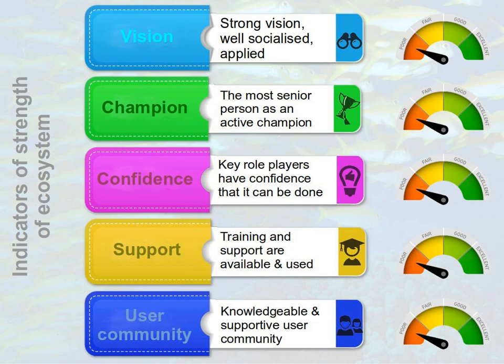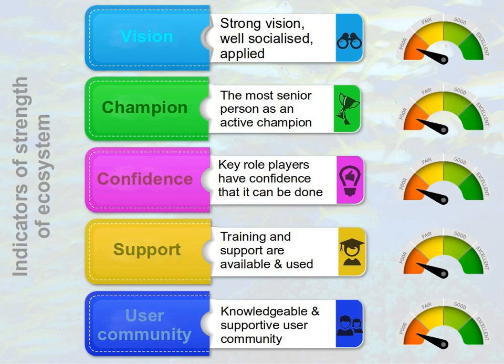Are training and support available, and are they used? Well, if you're not doing anything, I guess that's a bit of a moot point. We don't really have much happening in terms of training and support because, of course, the policy is not really being effectively implemented. The user community, are they knowledgeable and are they supportive? If they're knowledgeable and supportive and people get it, then you can rate that high. Unfortunately, that's not the case with our FOSS policy implementation in South Africa.